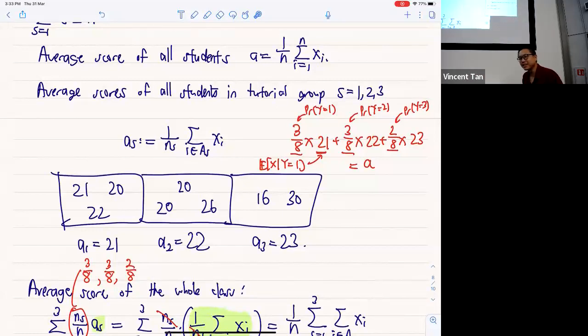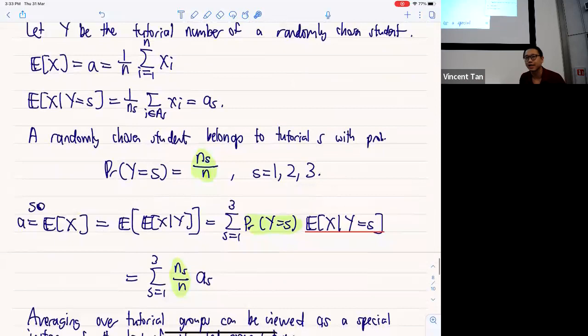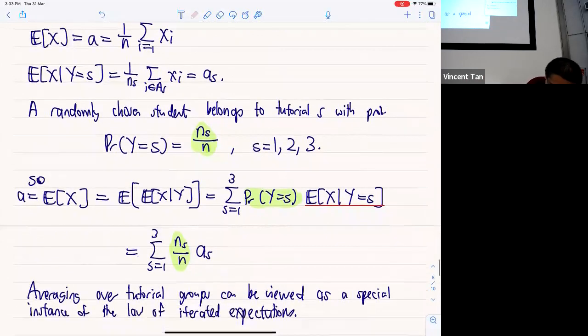So this is the law of iterated expectations. Next time we will talk about variance, which is a little bit more complicated, but let's end off today's lecture by one last example. Okay? Any questions?